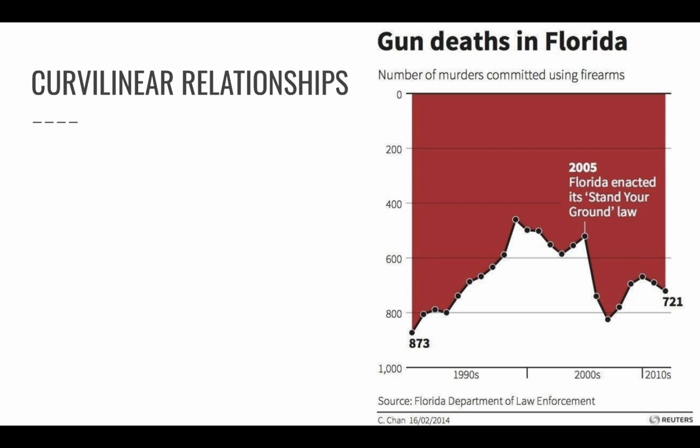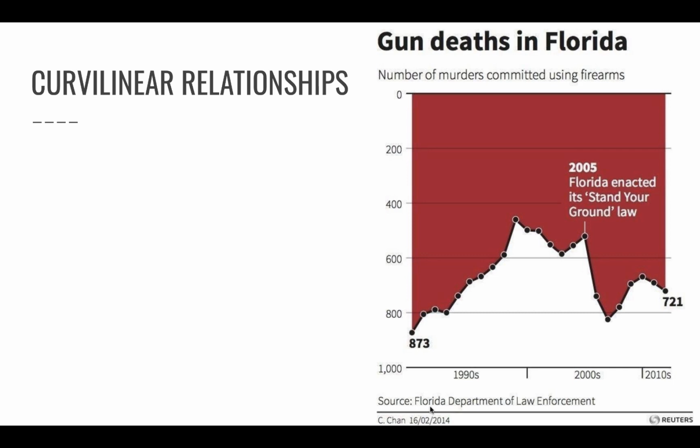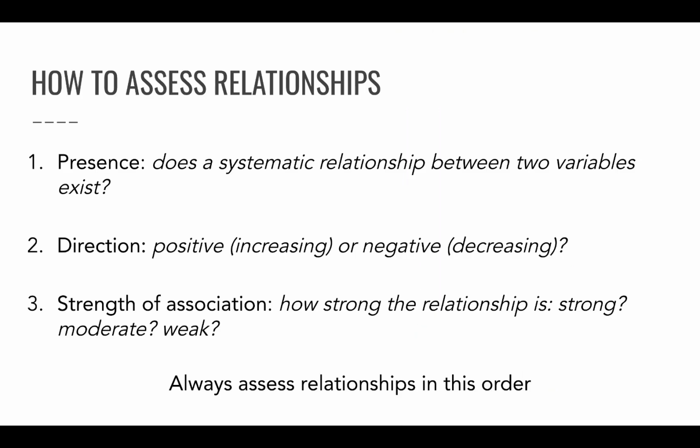Now, if an audience is not looking carefully, is not closely paying attention, they could totally misinterpret this data and think that the Stand Your Ground law has actually improved things, in the sense of lowering the amount of murders using firearms, whereas in reality the opposite is true. The source of this graph is the Florida Department of Law Enforcement. Not trying to bash them here, but from a research perspective, their graph creation is pretty awful. So keep in mind that when you create graphs, you want a very accurate and truthful, non-misleading representation of your data. Now, how do you assess relationships?